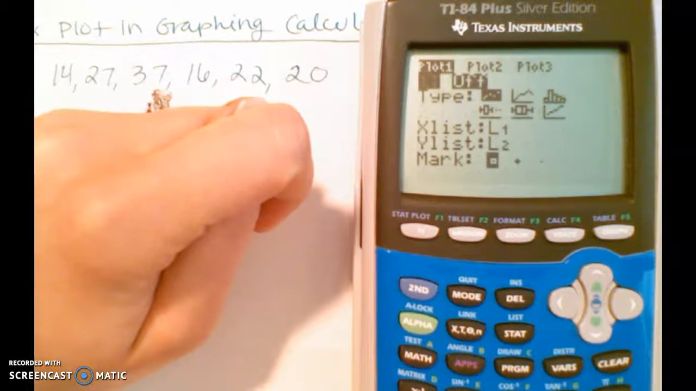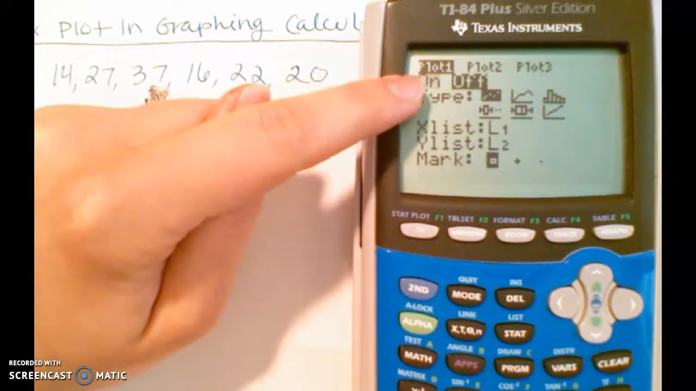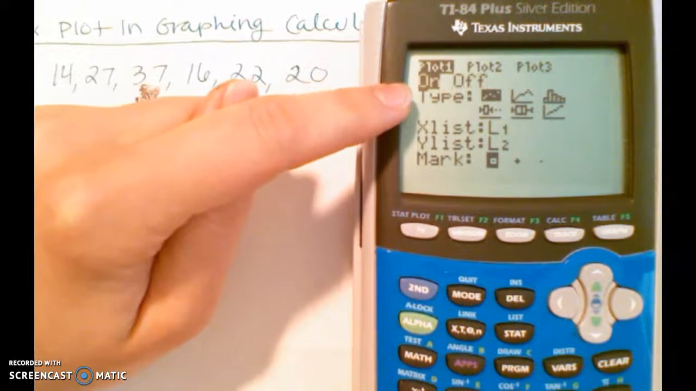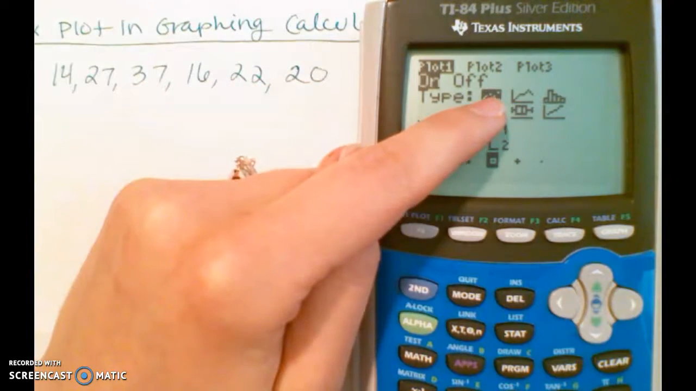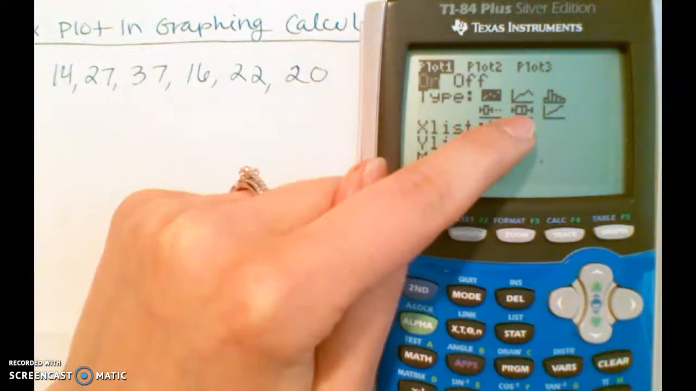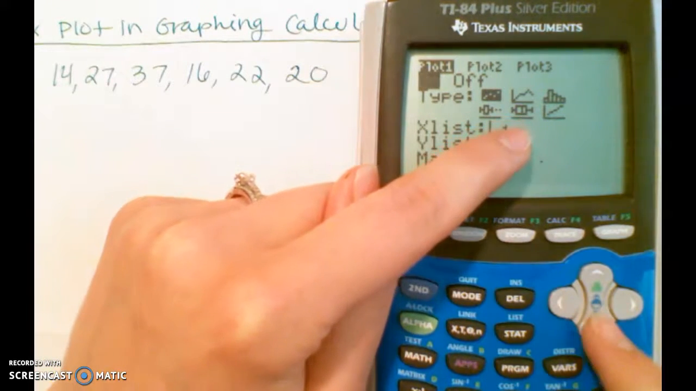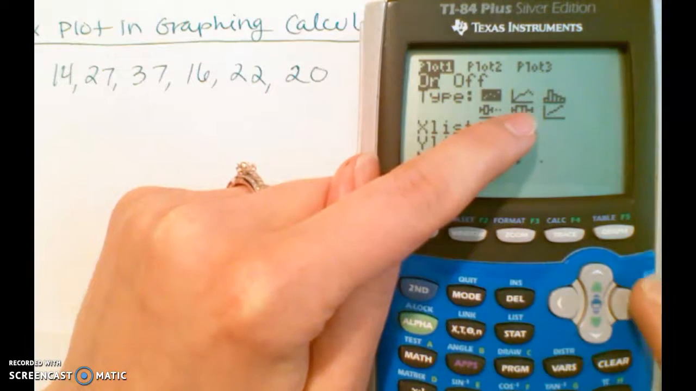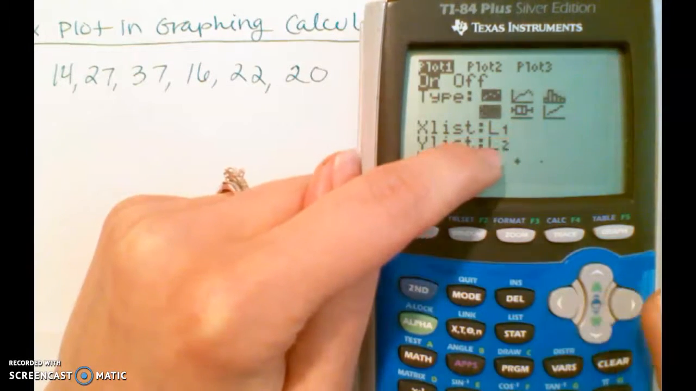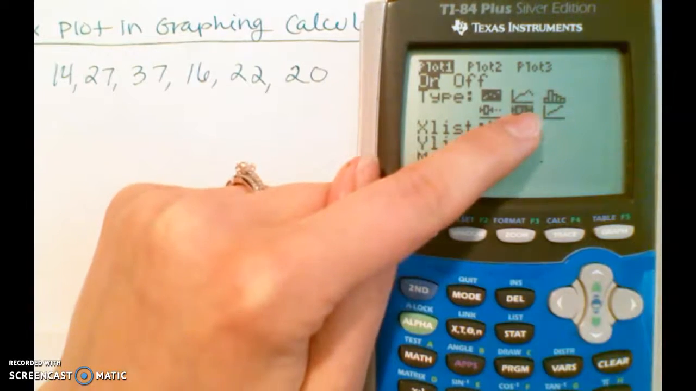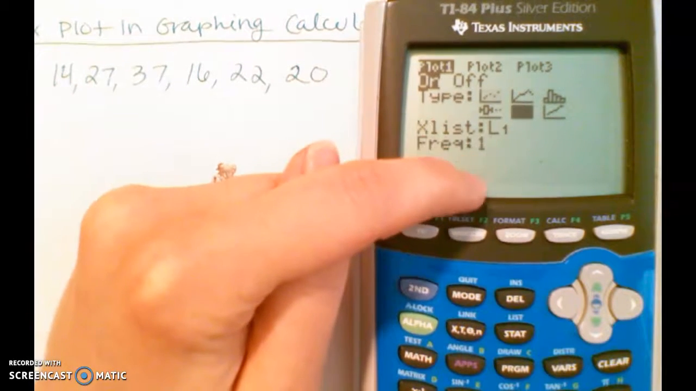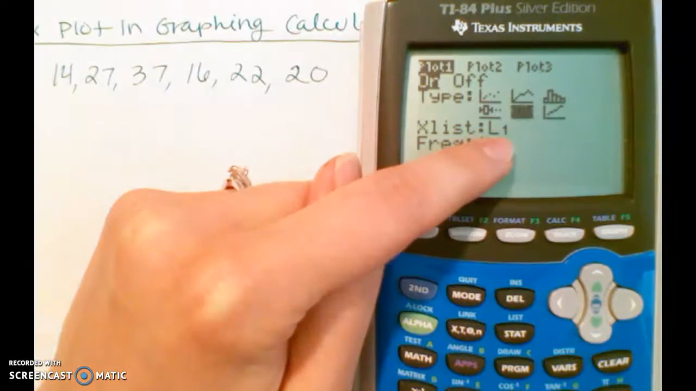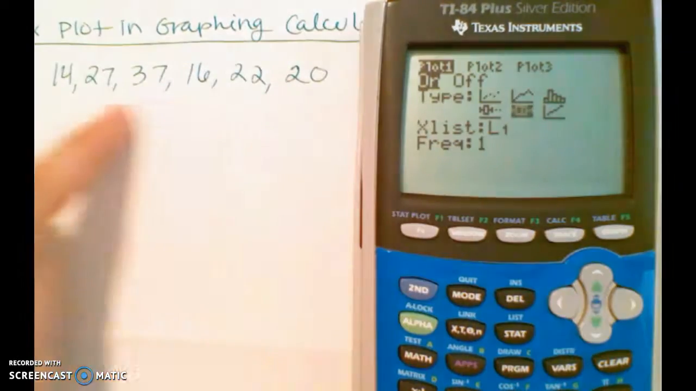So press enter. Now we see it's flashing over on, so press enter. Right now it has chosen a scatter plot. We want the box and whisker plot. So press the down arrow to go here. To get to that one, we just press the right arrow until we see it highlighted. So now it's highlighting the box and whisker plot. Press enter. We see it's going to use L1, which is good because that's where we typed all of this data.